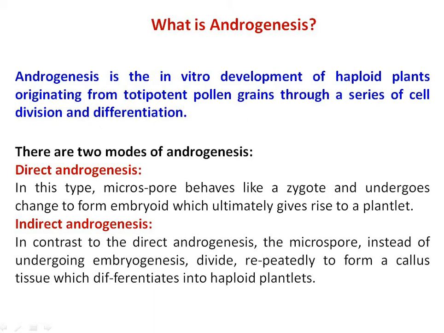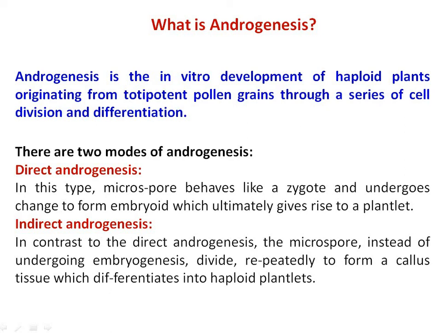However, in indirect androgenesis, the microspore or pollen grain, instead of undergoing embryogenesis, divides repeatedly to form a callus tissue, which differentiates into a haploid plantlet.